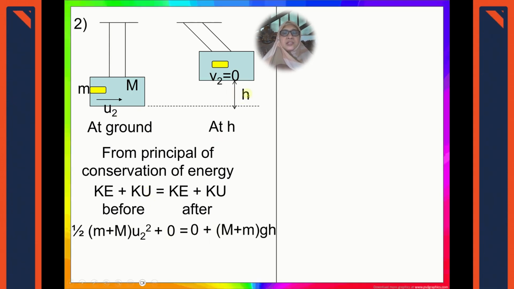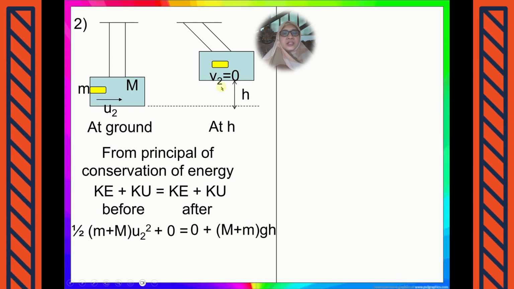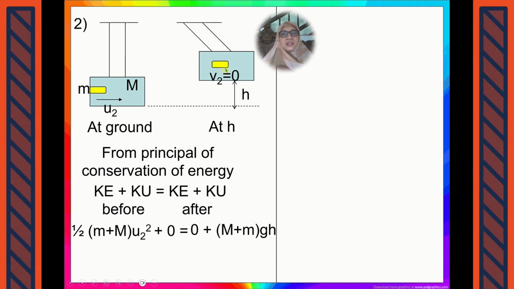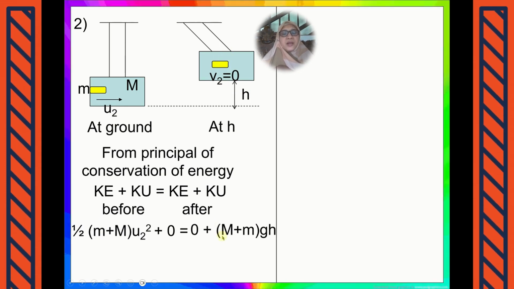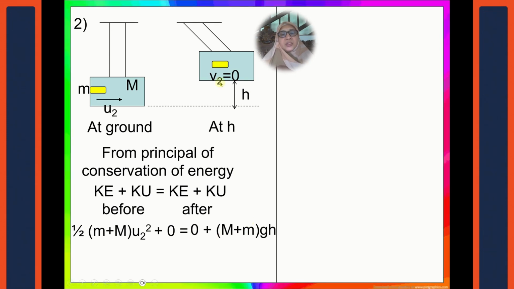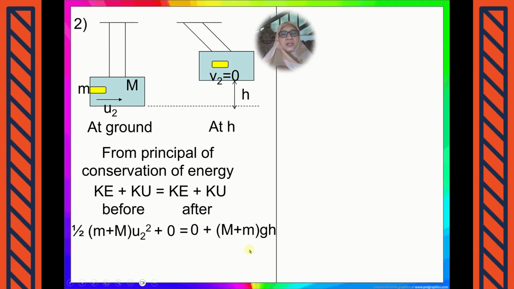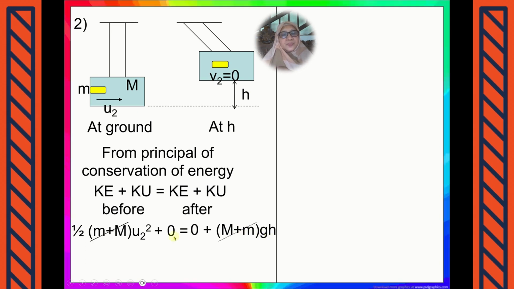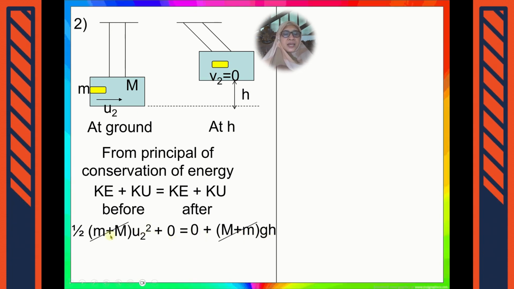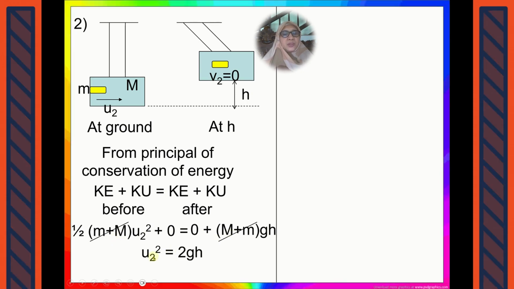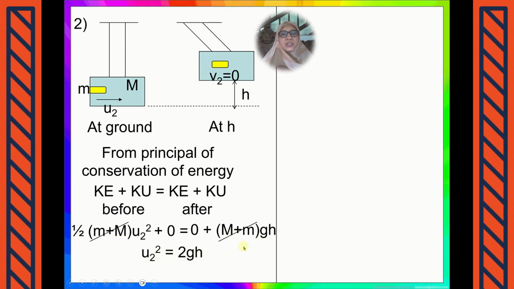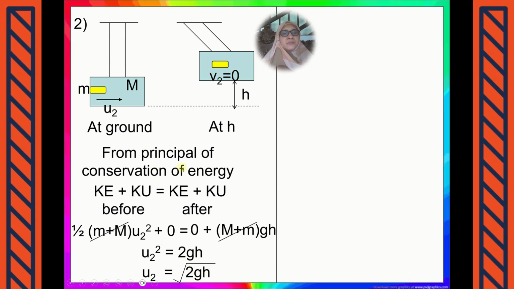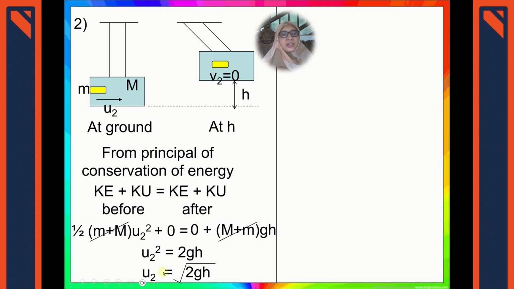Then when it reaches maximum height h, the kinetic energy will be 0 because it stopped at the maximum height here, and then plus mgh. The mass is the total of the bullet plus the pendulum, m plus M, times gh. Then we can cancel out m plus M, so we get u2 squared equals 2gh, and u2 is the square root of 2gh. So now for the first part, using the principle of conservation of energy, we can get u2.